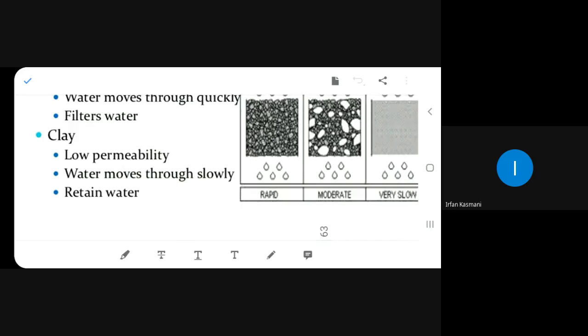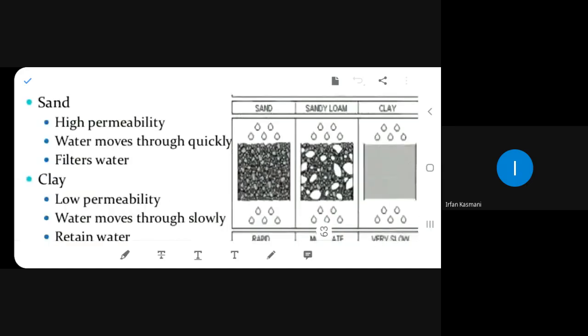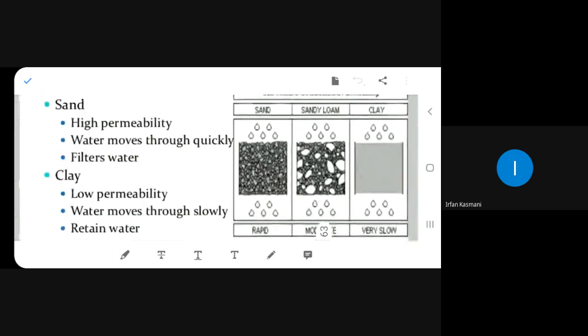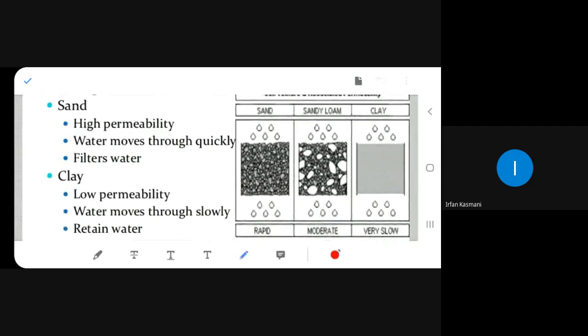Now here you can see, let's talk about sand. Here you can see, this is sand. The water goes down fast. You see over here? It trickles down very fast. So we can collect water at the bottom. Clay, it's very slow. You collect the water at the bottom, but it's very slow. It will take a lot of time.